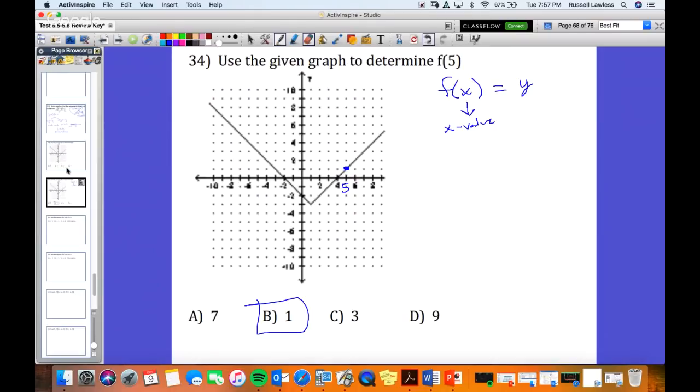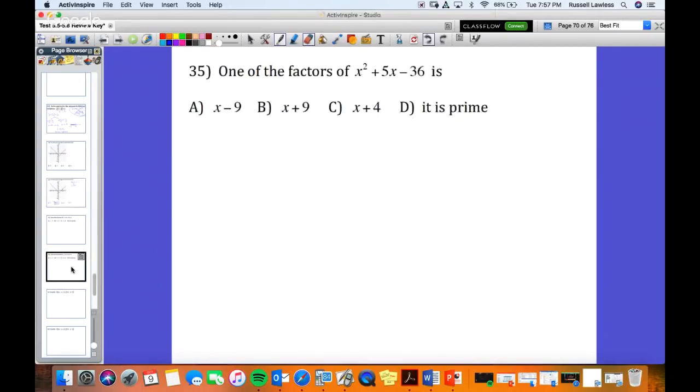For 35, we've done 35. That's essentially factoring. Let's take a look at 36 and 37, and then I'll ask if there are any other questions for anyone else who's watching, and we'll be done from there.